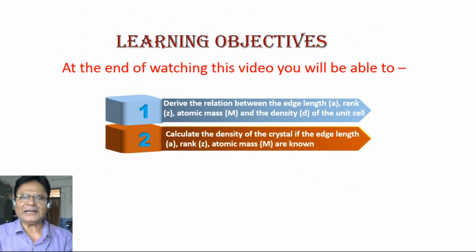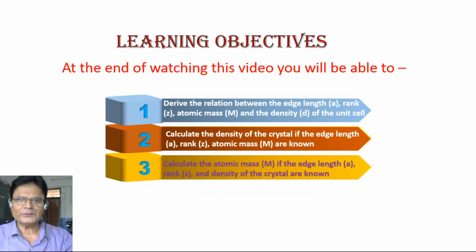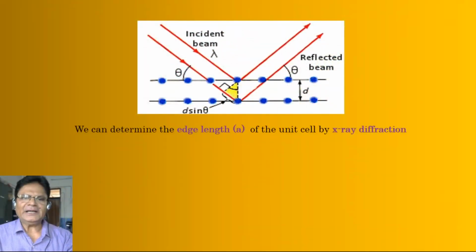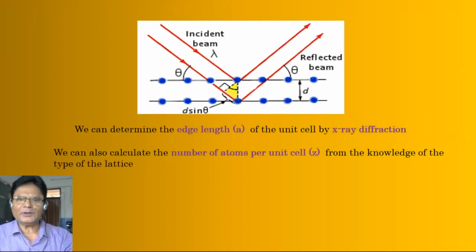You will be able to calculate the density of the crystal if the edge length, rank, atomic mass are known. You will be able to calculate the atomic mass if the edge length, rank and density of the crystal are known. We can determine the edge length of the unit cell by X-ray diffraction. We can also calculate the number of atoms per unit cell. This is called Z from the knowledge of the type of the lattice.